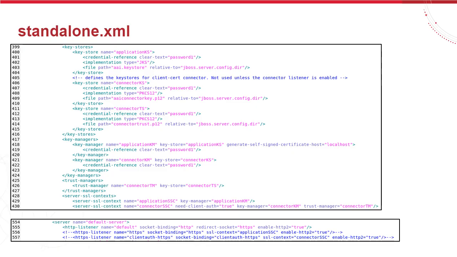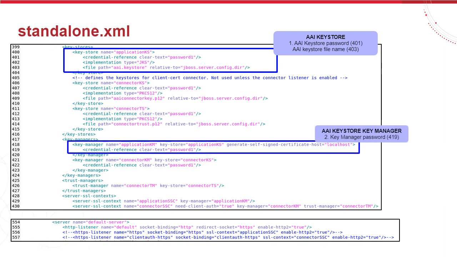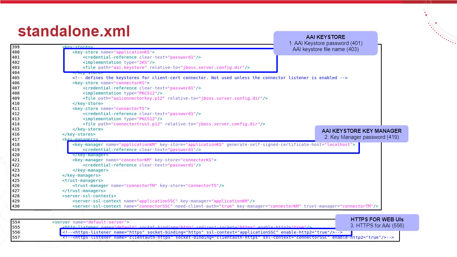First, at line 401, we look for application KS. This is the AAI key store. We set the AAI key store password and key store name. Then, at line 418, we look for application KM. This is the matching key store manager. We set the password of the AAI key store. At line 556, we look for default-server and enable SSL for AAI by removing comment tags. These three steps enable TLS for AAI.